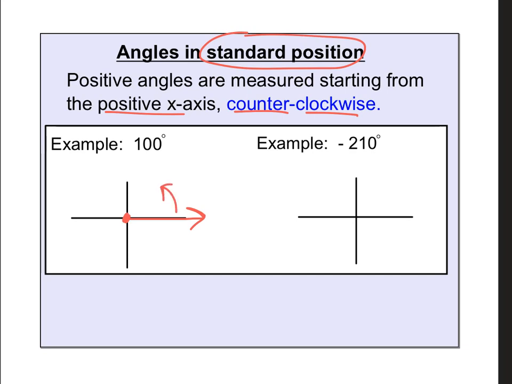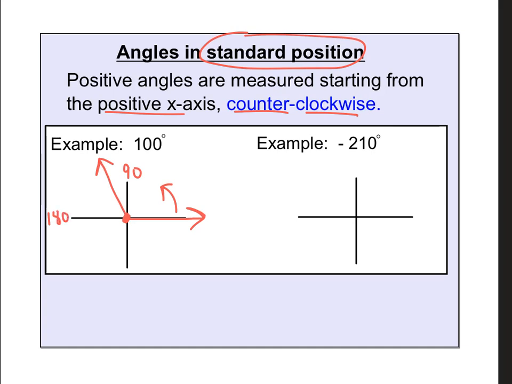So for 100 degrees, if you just think about going straight up, the y-axis would be 90 degrees. So you're just going to open it up a little bit past the 90 degrees, and we just kind of estimate. This is not perfect, but the key is you need to know you're ending up in quadrant 2, because again, a 90 degree angle would be straight up there.